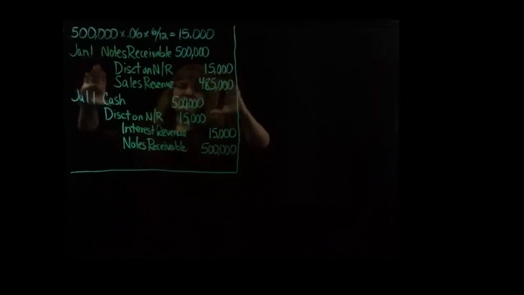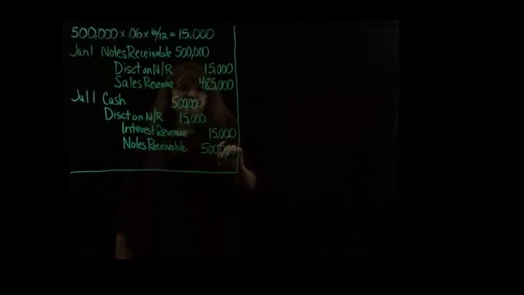So these are the entries that we would make if this was a 6-month note. Notice that the accounting period in this company was a calendar year as their fiscal year, so they didn't have to make any financial statements until December 31st, and all of the course of this note happened before they had to make any financial statements for the year. So we didn't have to worry about adjusting entries or any of that.